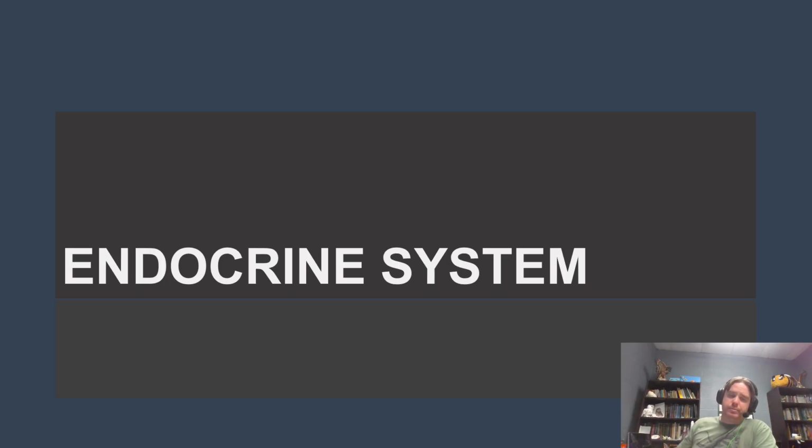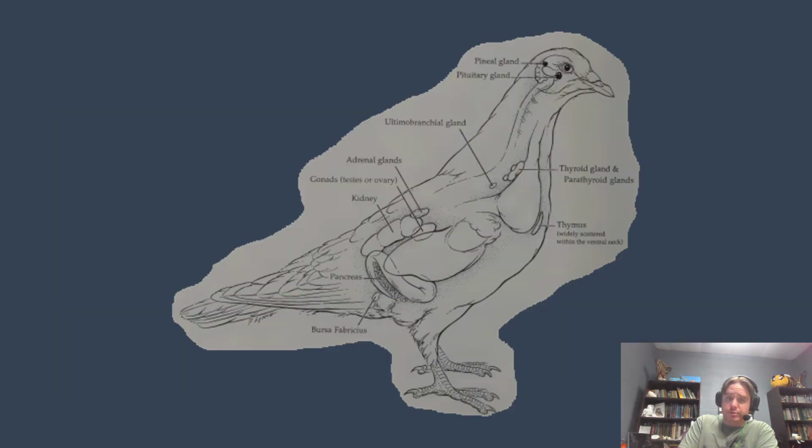Okay. The endocrine system. We only have one slide for the endocrine system. We're just going to go over some of these different glands that control all sorts of functions of the body. So the endocrine system makes hormones, which are chemical signals that go throughout your body to regulate all sorts of functions inside the body. So let's take a look at these.